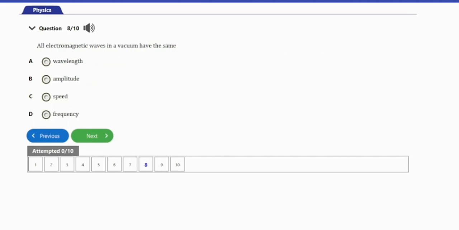So guys, the next question here is question number 8. It says, all electromagnetic waves in a vacuum have the same A, wavelength, B, amplitude, C, speed, D, frequency. So guys, the answer to this question is option C, and that's speed. All electromagnetic waves in a vacuum have the same speed. So let's go ahead and consider the next question.